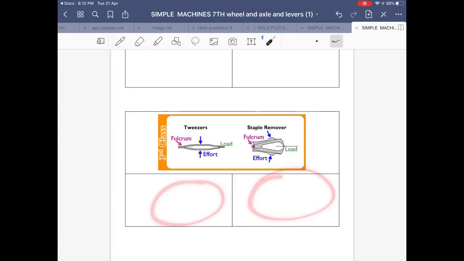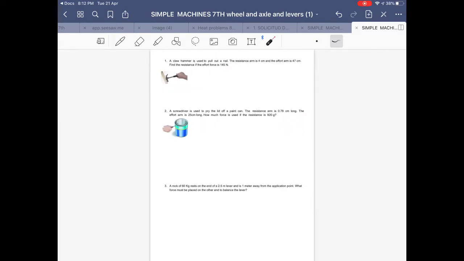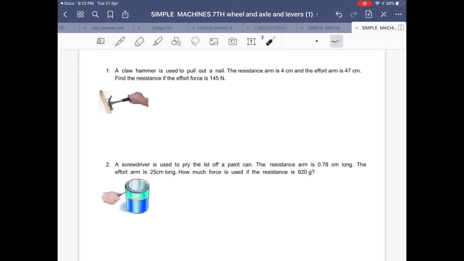Please do two more examples. Okay, and from there, I will just go to my problems. Let's start with the first one. A claw hammer is used to pull out a nail. The resistance arm is 4 centimeters and the effort arm is 47 centimeters. Find the resistance if the effort force is 145 newtons.